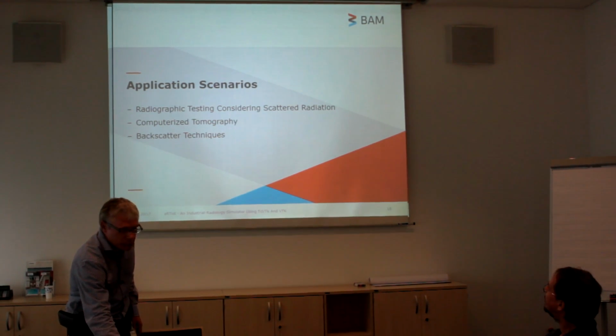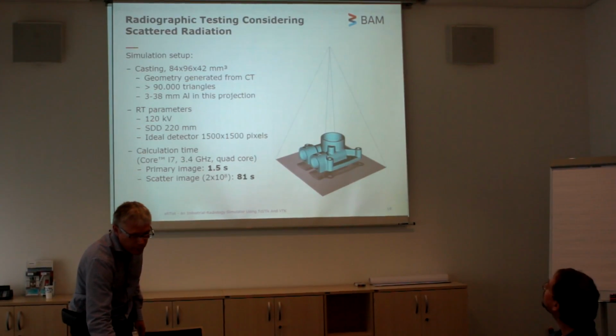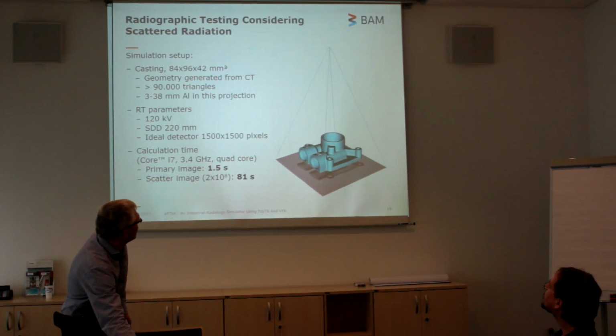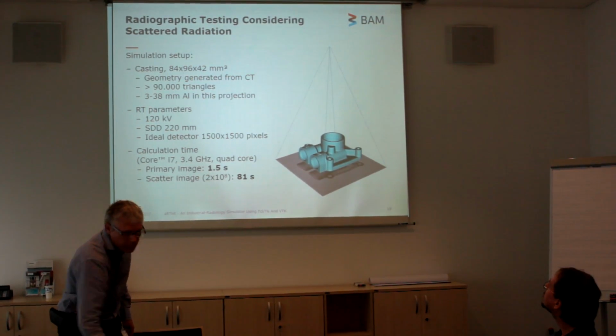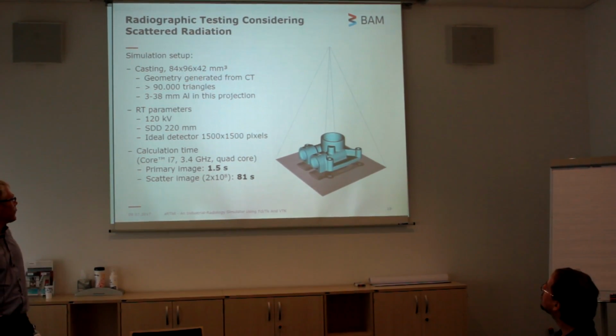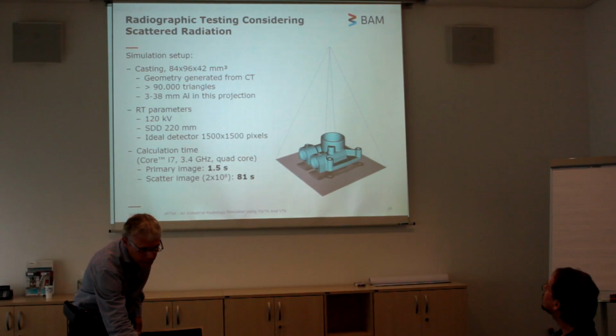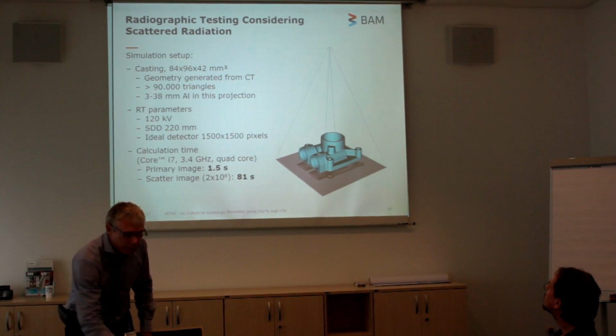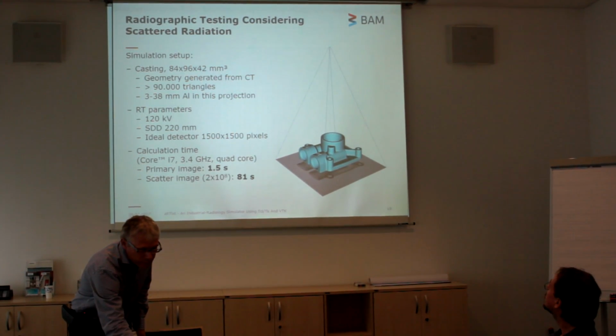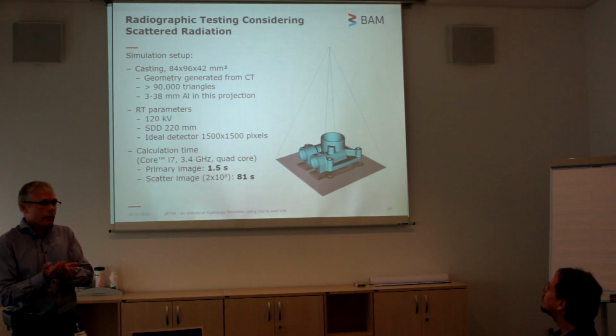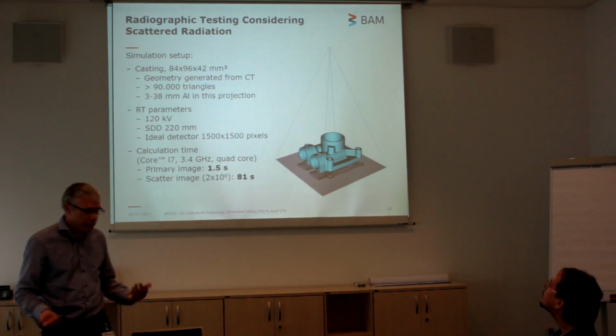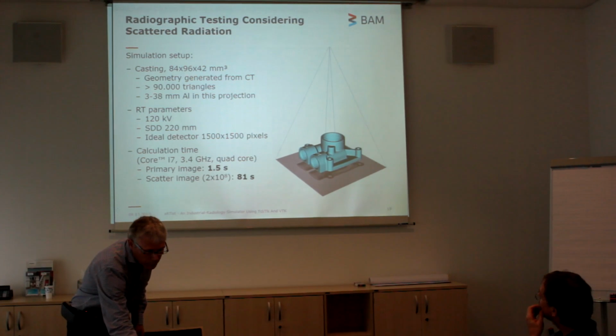Next, I want to show some application scenarios. For instance, here, assuming a casting part. Just a pump casing, housing, and that's an STL with 90,000 triangles to have a good representation of the surface. Inside of the closed surface is a homogeneous material. Here we choose aluminium.